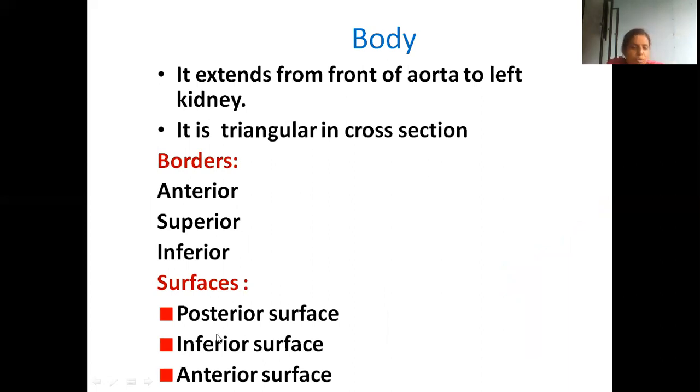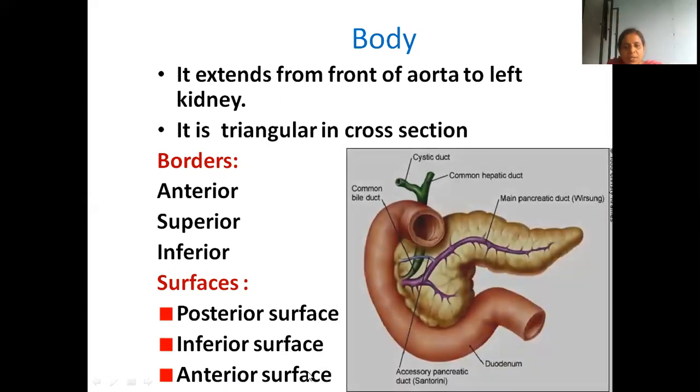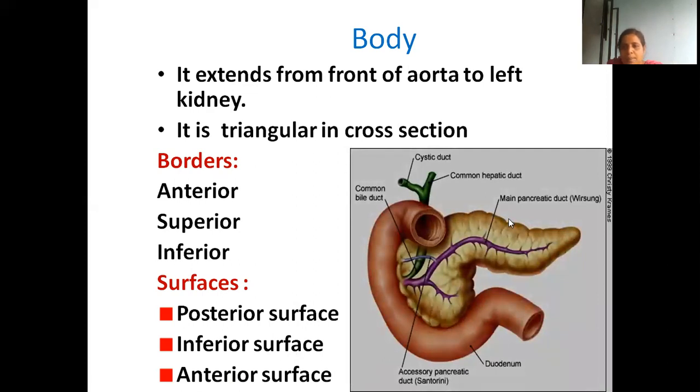So now between those you will have three surfaces. Behind is posterior surface, and like we have one inferior surface below and one surface is facing above, which is called as anterior surface. 3D picture it is. Okay, this is upper border, this is lower border. Then you will have one anterior border. Between the anterior and upper border you will have this anterior surface. Between the inferior and the anterior border we will have inferior surface. If you see from behind we will have posterior surface.